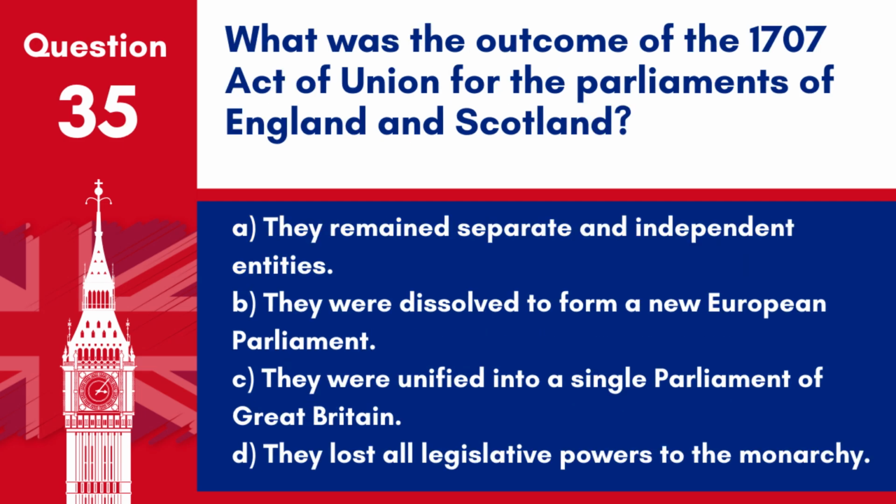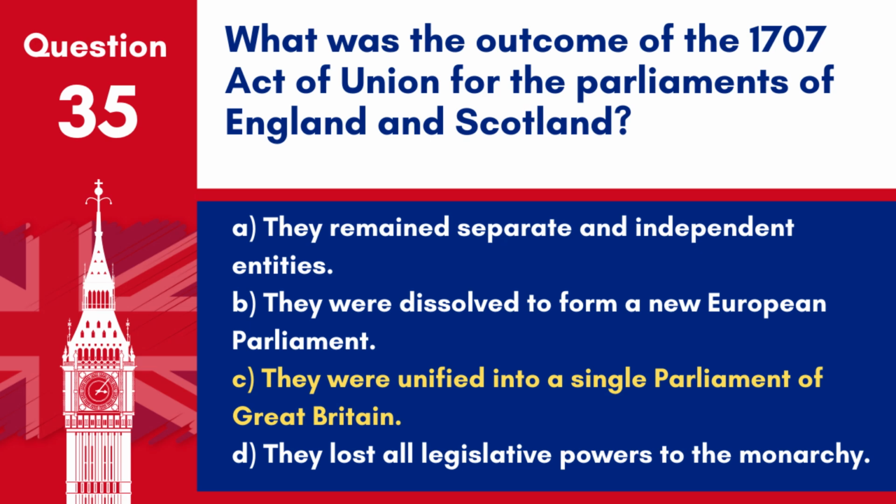Question 35. What was the outcome of the 1707 Act of Union for the Parliaments of England and Scotland? A. They remained separate and independent entities. B. They were dissolved to form a new European Parliament. C. They were unified into a single Parliament of Great Britain. D. They lost all legislative powers to the monarchy. Answer C. They were unified into a single Parliament of Great Britain. The 1707 Act of Union merged the English and Scottish Parliaments, creating a single Parliament for the newly formed Kingdom of Great Britain.